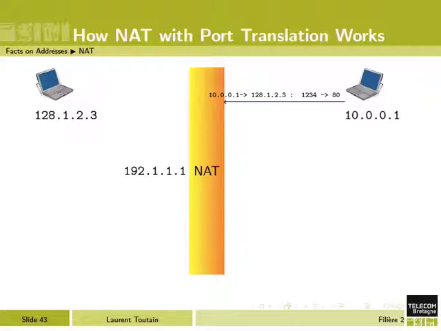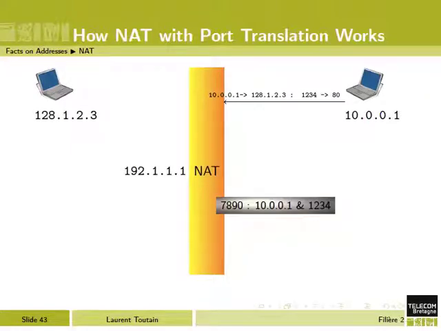So he sends a packet saying, my name is 10.0.0.1. I am sending to that server, and I use at layer 4 the port number, and I want to reach the HTTP service, so port 80. So what will the NAT do?